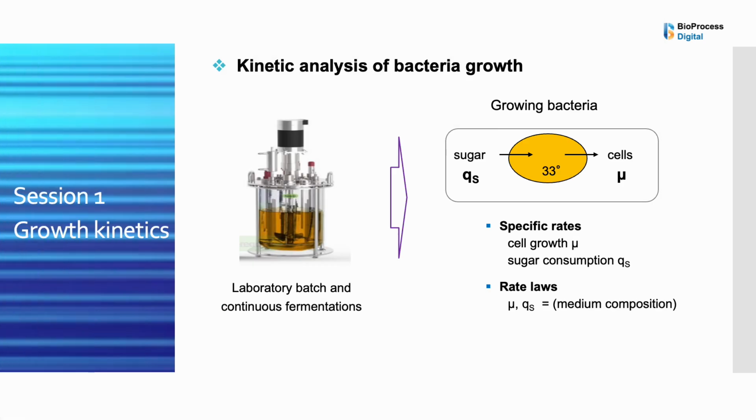In Session 1, you will learn how to perform kinetic analysis of bacterial growth in both batch and continuous fermentations. You determine the specific rates of cell growth and sugar consumption. Additionally, you will identify the kinetic laws that describe how these rates depend on the composition of the fermentation medium.